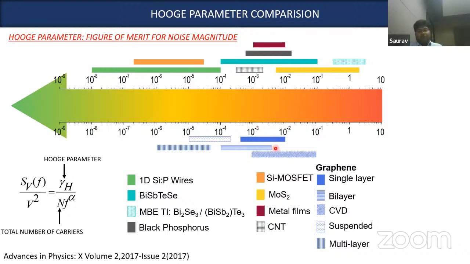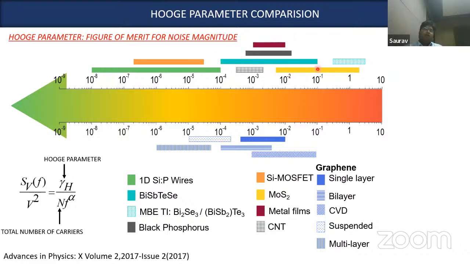So we can see that while graphene itself can go down to fairly low values, our exfoliated samples actually match those kinds of values here. We can actually go down to 10 to the power minus 7, which is almost as low, even lower than standard metals that we use. In comparison, for the MBE grown samples, the Hooge parameter itself is quite large, of the order of 1, whereas the exfoliated samples can go to 10 to the power minus 4 levels.